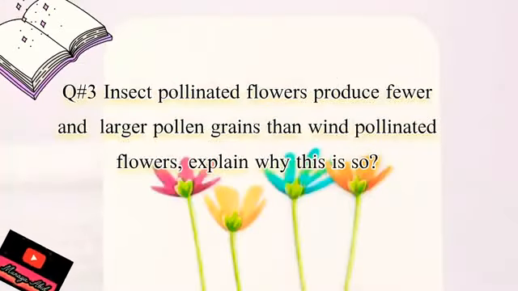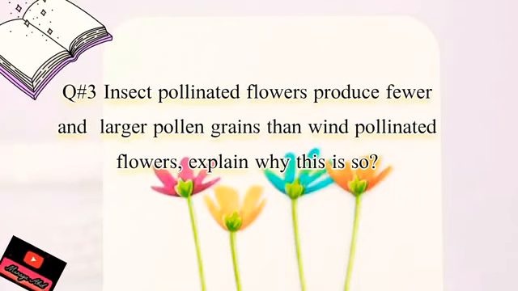Okay, students, now get ready for your written task. Take out your journals. Write question number 3. Insect pollinated flowers produce fewer and larger pollen grains than wind pollinated flowers.